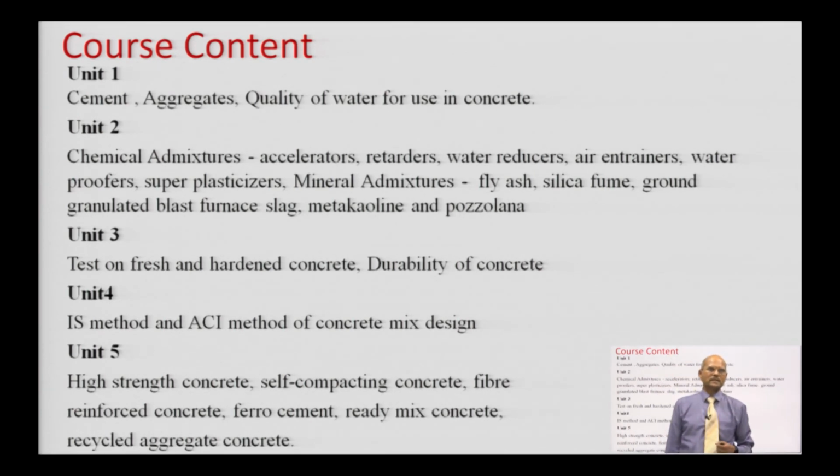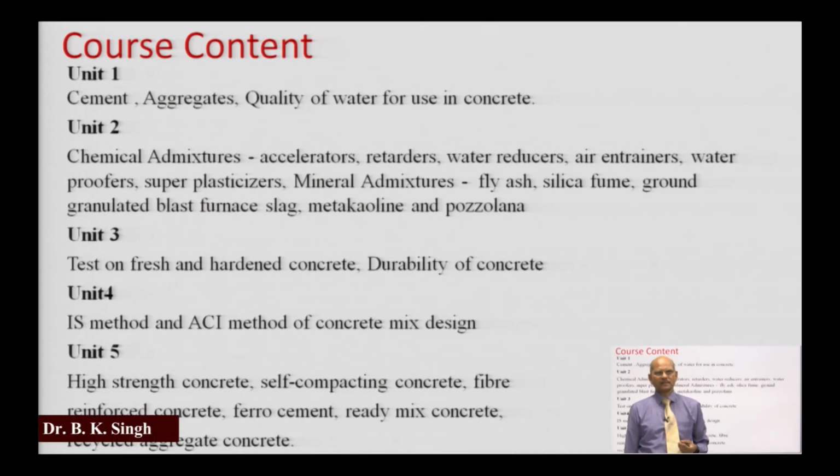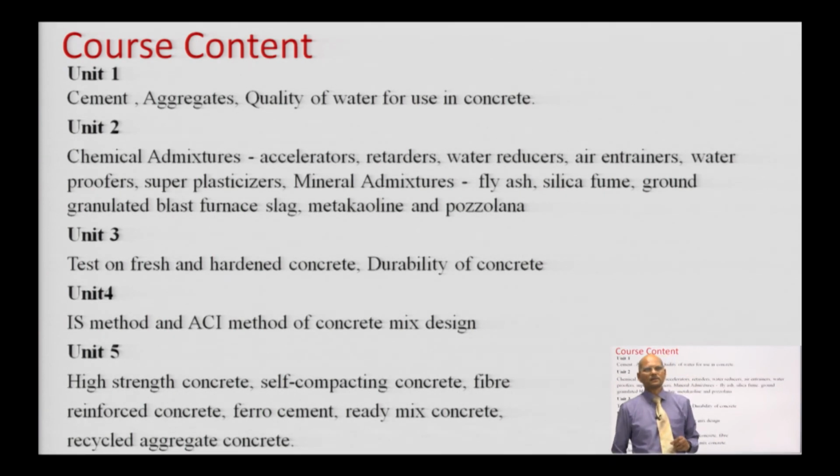Unit number 4 is related to the IS method and the ACI method of concrete mix design. There are different methods of design, and out of these, 2 methods are very important. Using IS 10262:2019, we design our concrete mix. Design means we have to fix the ingredients: what should be the weight of cement per meter cube, and what should be the sand and admixtures. High strength concrete, self compacting concrete, and recycled aggregate concrete we will study in unit number 5.